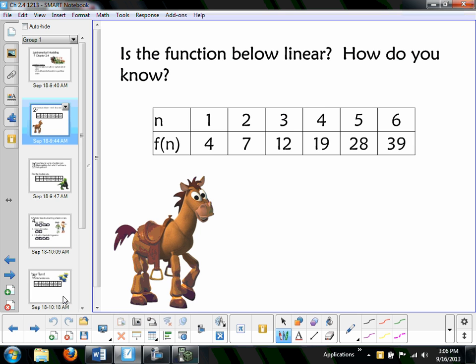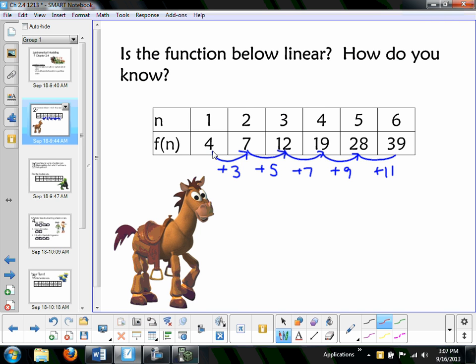So I'm going to do what we did yesterday. I'm going to look through the pattern. How is this growing? How is it changing? I notice from 4 to 7, that increases by 3. 7 to 12, it's an increase of 5. From 12 to 19, it's an increase of 7. Then we have an increase of 9. Finally, an increase of 11. Now, first of all, because that's not a constant increase, I know that it's not linear.